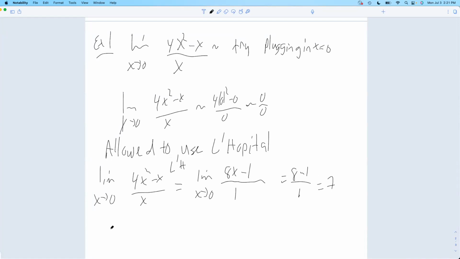So yes, this equal sign was allowed because the limit existed. So somebody asks you to take a limit, first thing you do is try plugging it in. If you get an answer to begin with, that's your answer. If you get 0 over 0 or infinity over infinity, then L'Hopital's might apply. You take the derivative of the top and the derivative of the bottom, and you try again. If you get an answer, you're done. If you don't, maybe you try L'Hopital's again.